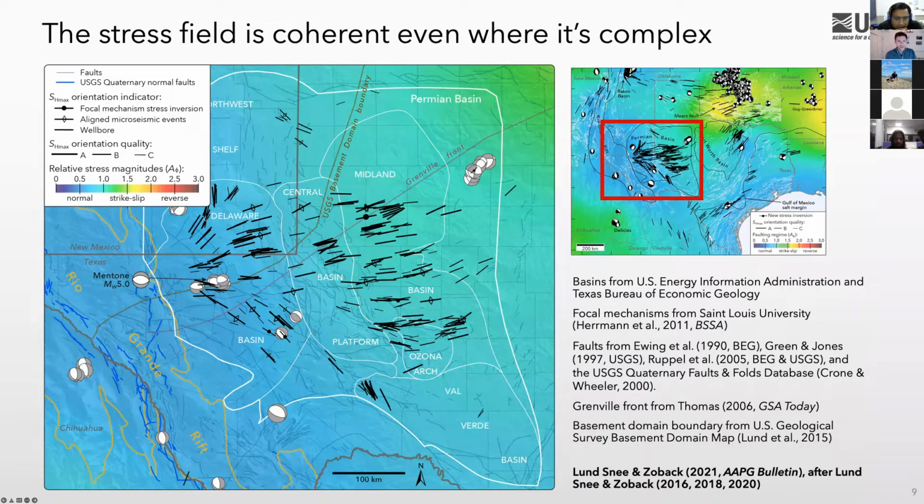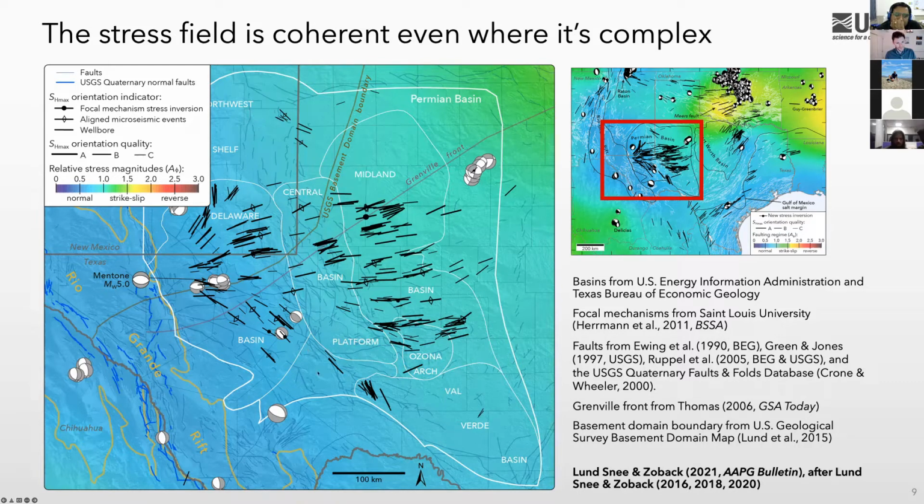Another important point is that we are looking at data from several different stress indicators. So not only the wellbore types that I mentioned, but also aligned microseismic events that I mentioned, and focal mechanism stress inversions, depending on the style of the line, are all showing roughly the same thing in the same areas. And importantly, you can see some of the earthquake focal mechanisms here. Their nodal planes, or the strikes of the nodal planes, rotate in accordance with the SH max orientation.